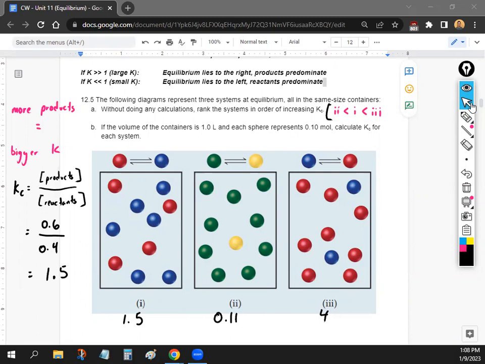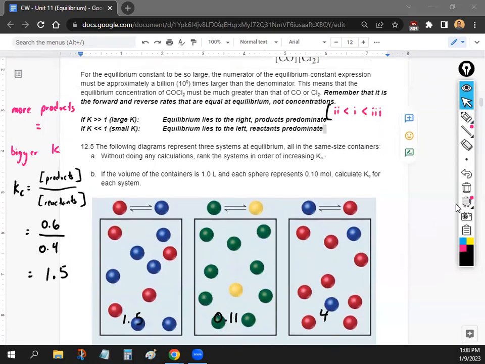Yeah, relative to the reactants. Yeah. Okay, let's move on.